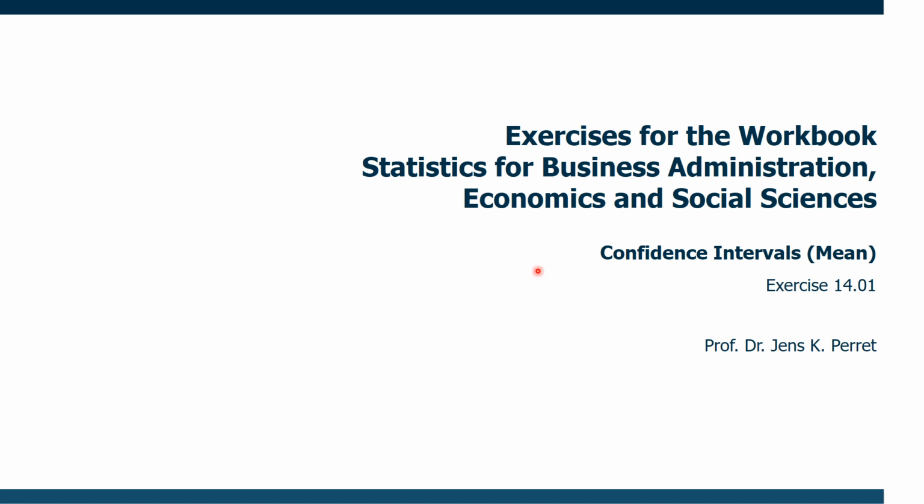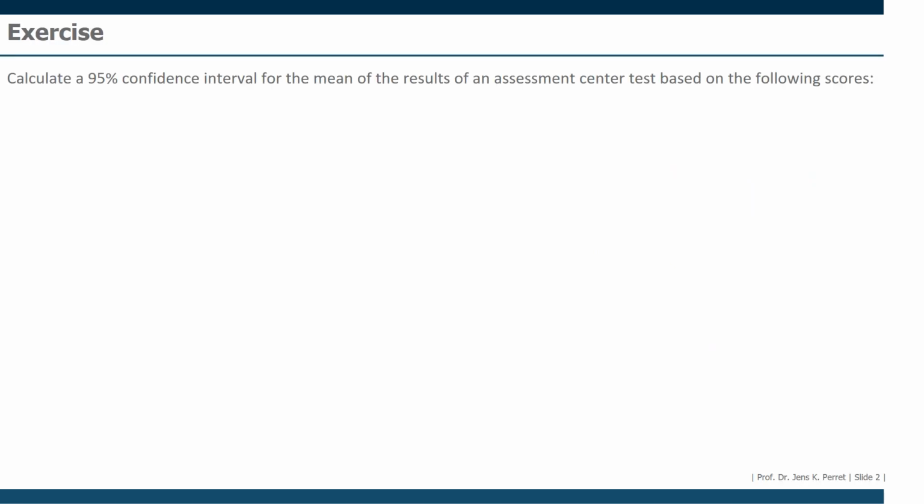This time I'm going to talk about an exercise on how to determine confidence intervals for means. Our exercise here: calculate a 95% confidence interval for the mean of the results of an assessment center test based on the following scores. So here, if we take a closer look, we see we have 10 different result scores. And we should calculate the confidence interval for the actual mean.